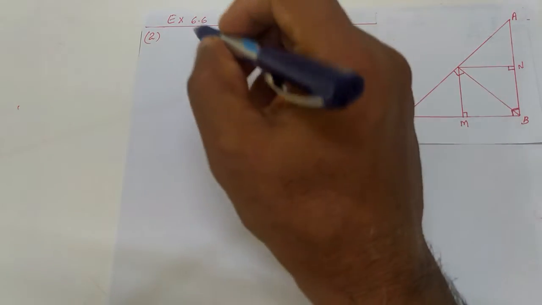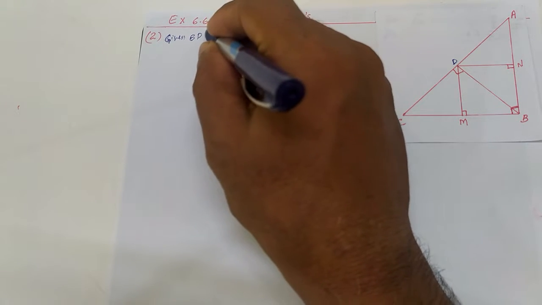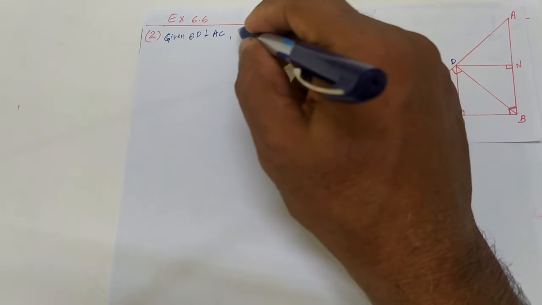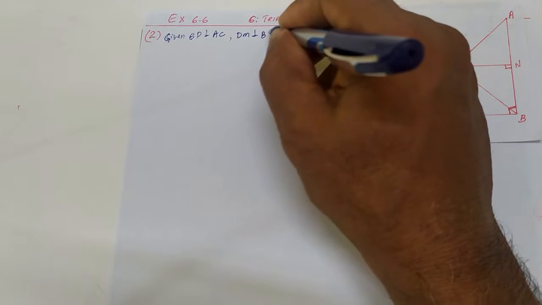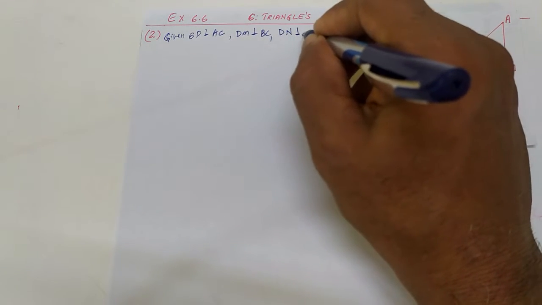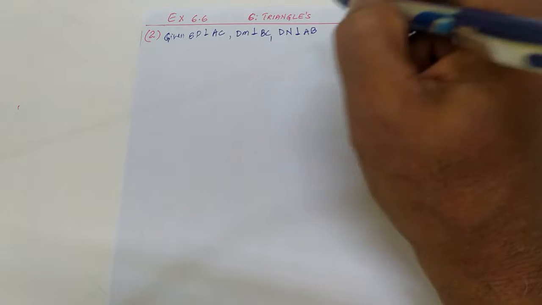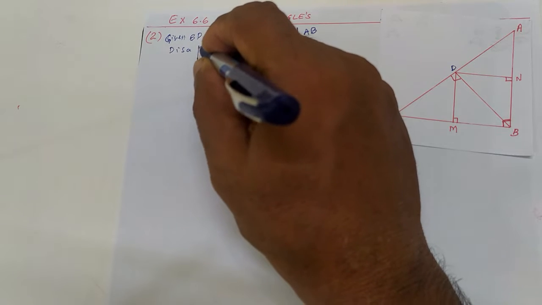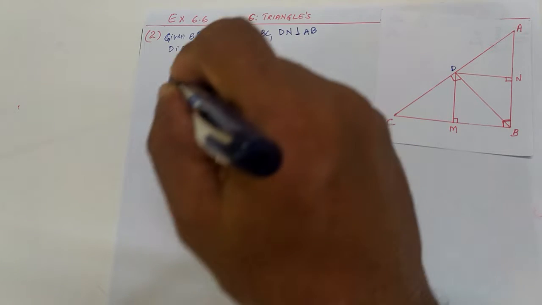Let us write down what is given first. BD is perpendicular to AC. This is given to us. DM is perpendicular to BC. Then DN is perpendicular to AB. This is given to us. And D is a point on AC.